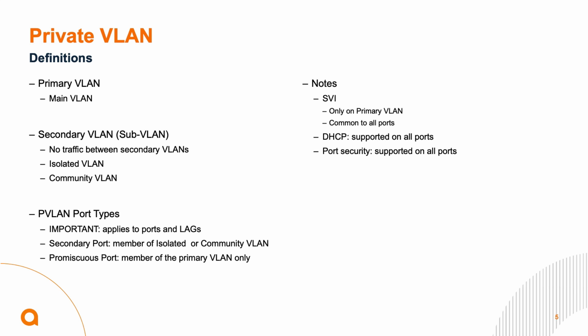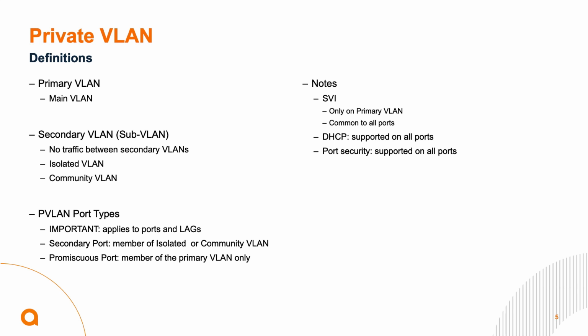The PVLANs will define some port types, and some ports will be secondary ports, and those are obviously the members of the secondary VLANs, either an isolated or a community VLAN. A promiscuous port is a member of the primary VLAN, but it's not a member of any one of the secondary VLANs. And what we just said applies both to a port or a link aggregation group.